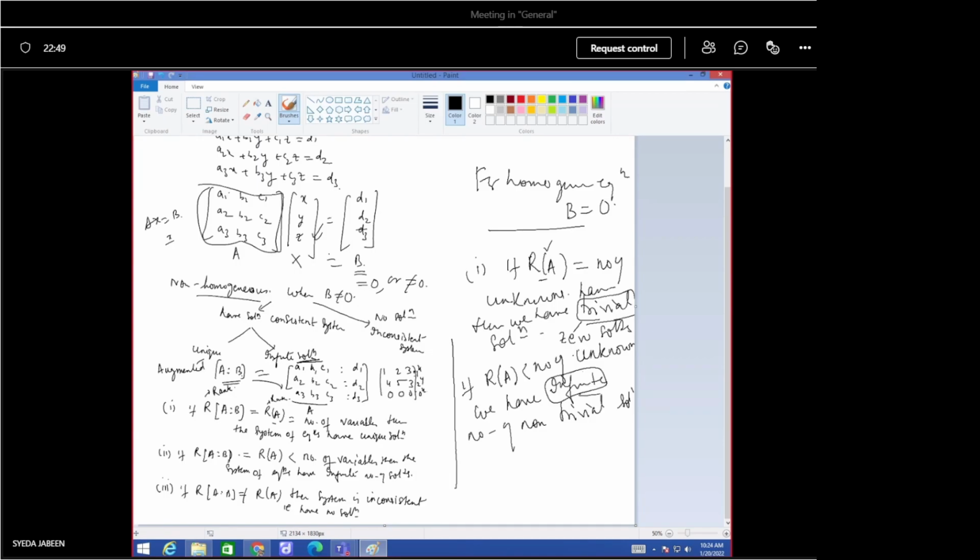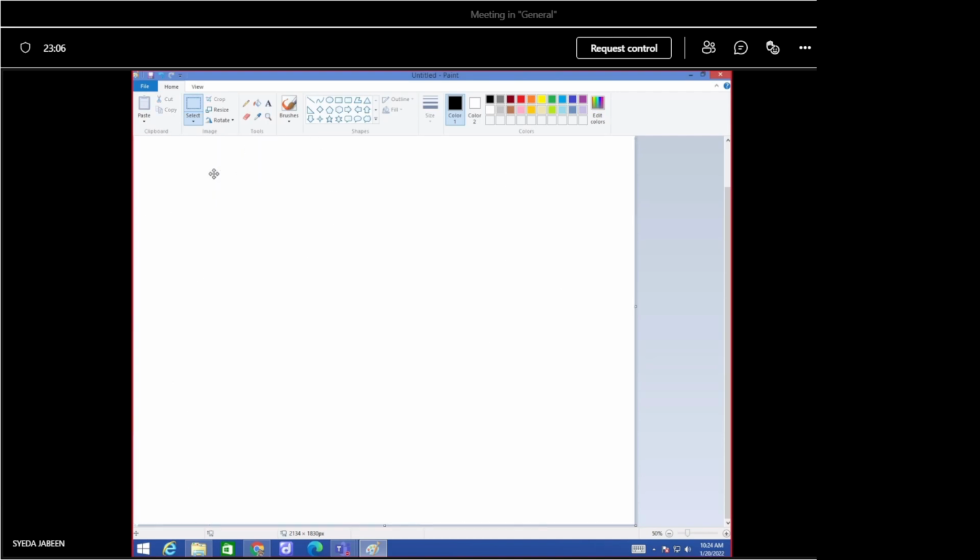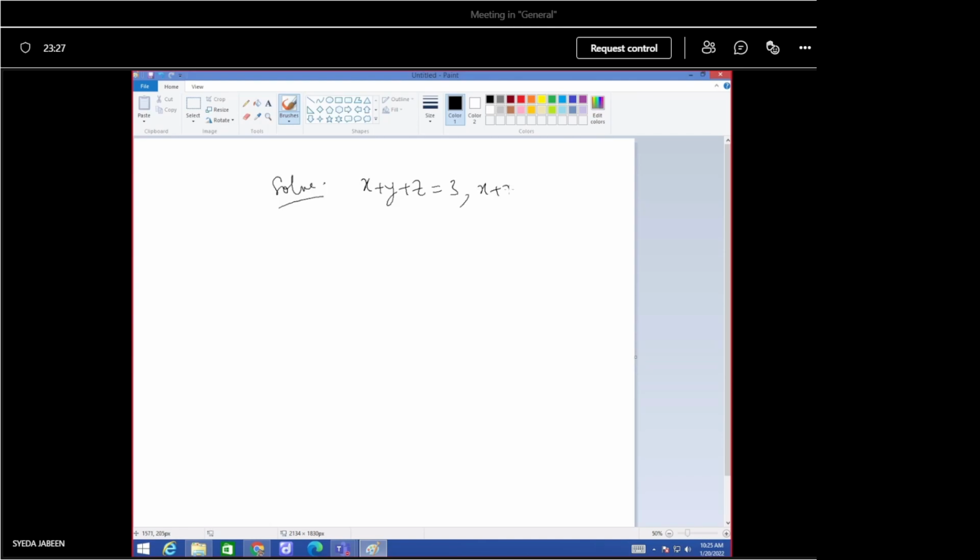Okay, now let us take one example. I'm deleting this; these are already given in your book also. Now let us take the example. Ma'am, zero solution means all the solutions are 0, 0, 0? Yes. And for no solution, we use inconsistent.